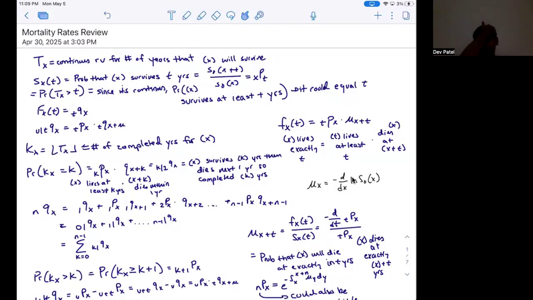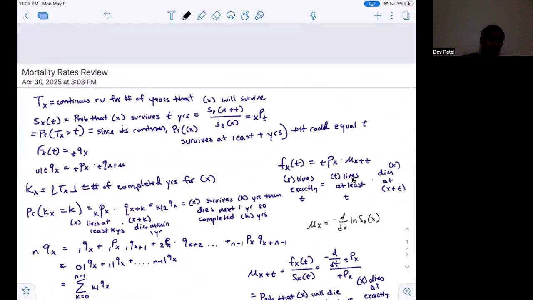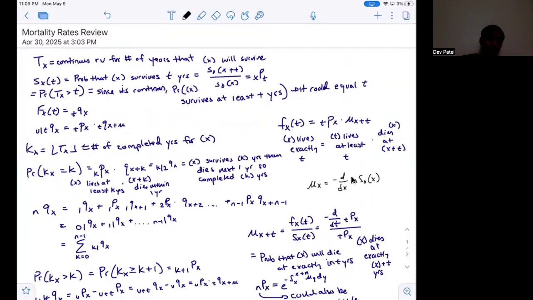So the first thing to note here is T of X is a representation of the future lifetime of a person aged X. So if a person is aged 35, T of X represents the future lifetime, or the number of years, a continuous random variable, that the individual currently aged X will survive. And so Sx of T represents the probability that an individual aged X survives greater than T years.